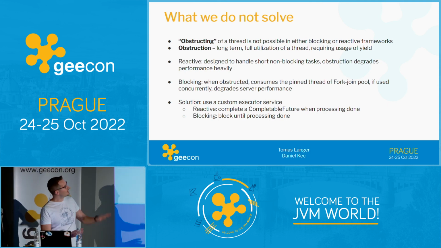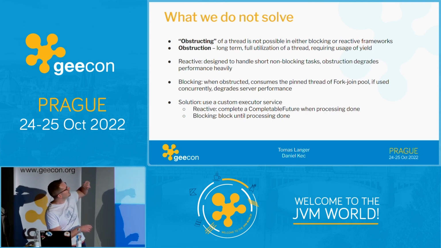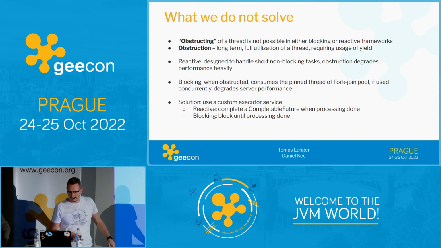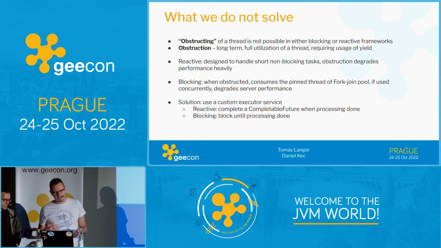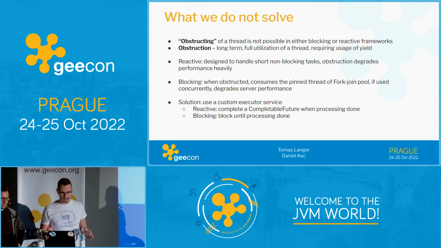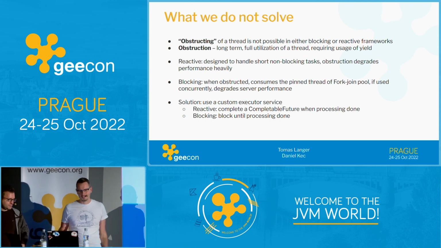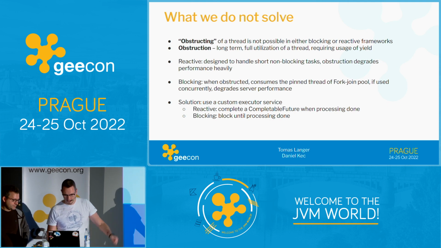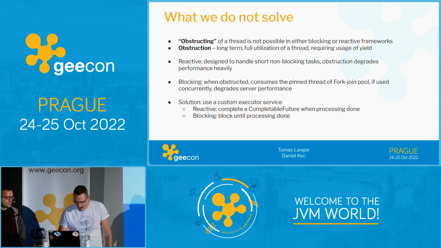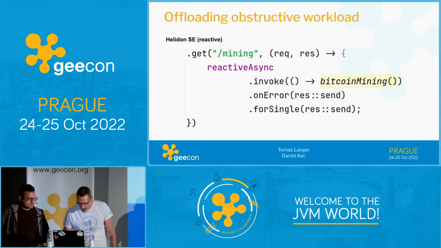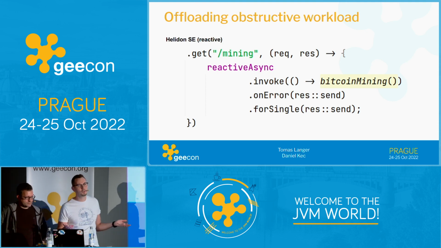So this is the difference between the virtual threads and reactive design. The obstruction is still a problem. You still pin the thread, but it's not such a disaster with virtual threads. And how can we work with this? Well, we have to offload our work to the physical thread.